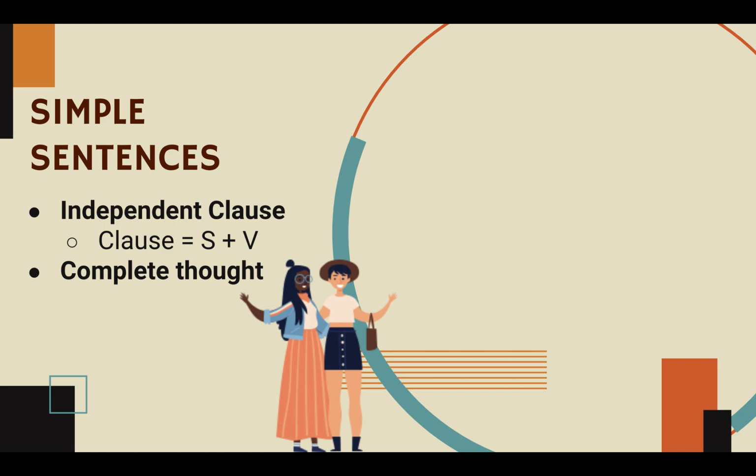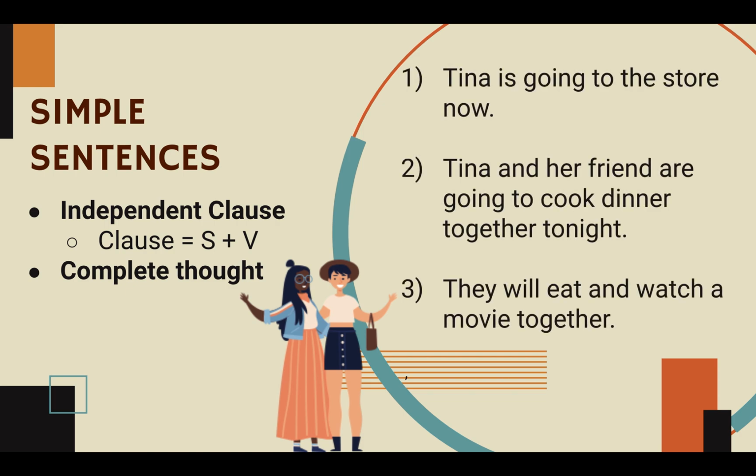And of course, a simple sentence has to be a complete thought, right? So if you say, for example, she wants, is that a complete thought? She wants? No, because you don't know what she wants, right? So she wants an ice cream cone, or she wants more homework. Those are complete thoughts, and therefore those are simple sentences. Let's look at some examples of simple sentences. In the first one, Tina is the subject, and is going to is the verb. The store now helps this sentence be a complete sentence or a complete thought.